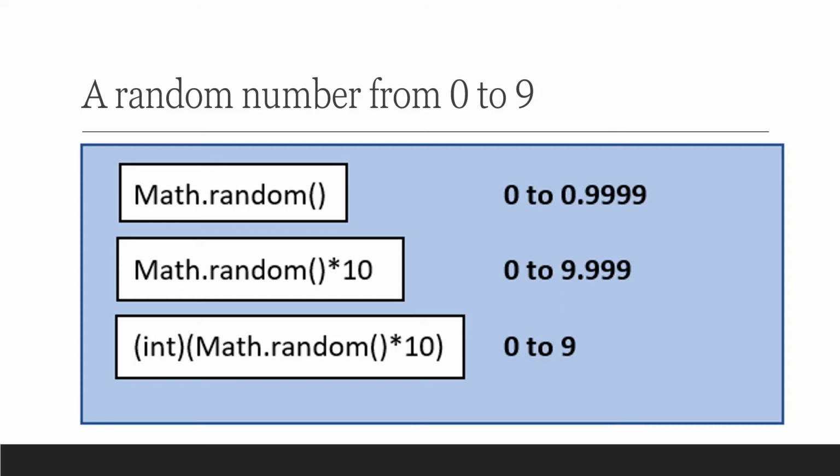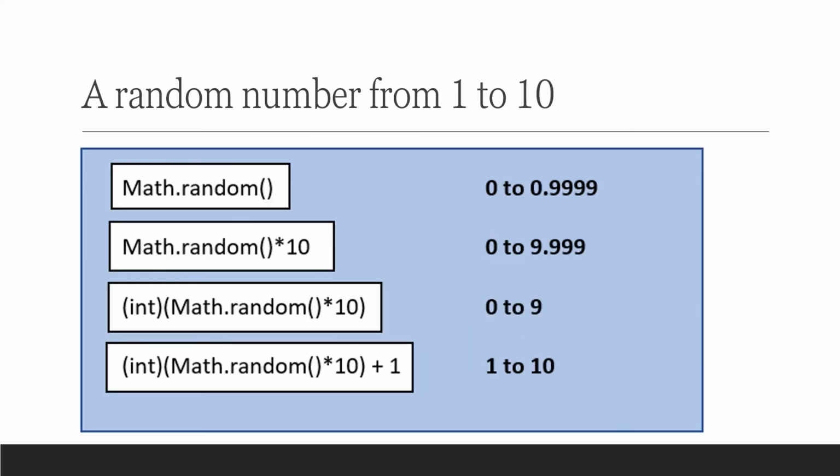So the formula that we can use to generate a random number between 0 and 9, if you look at Math.random, it gives you a number from 0 to 0.99999, lots of 9s, but never quite gets to 1. Math.random times 10 will give you a number from 0 to 9.999. And then if we cast it using int, we will get a number from 0 to 9. And if you want a random number from 1 to 10, you'll do exactly the same as the last slide, but you will put a plus 1 on the end, and that will give you a number from 1 to 10.